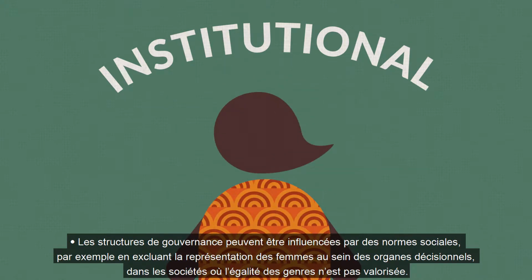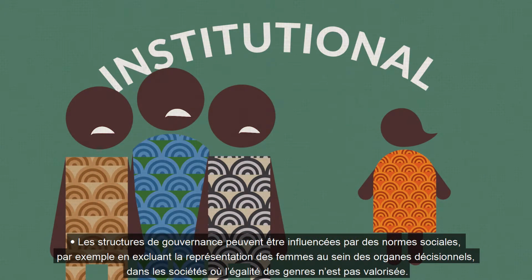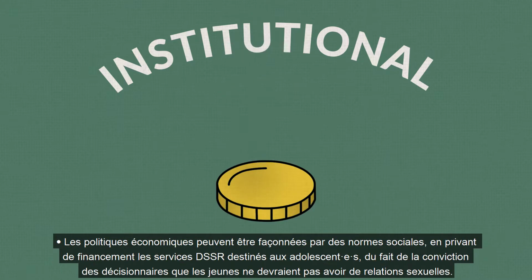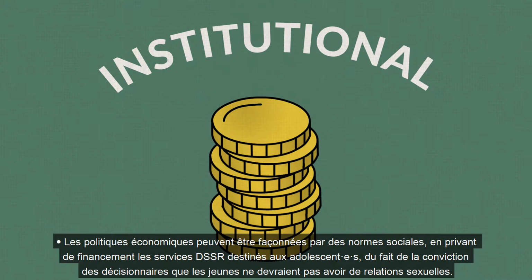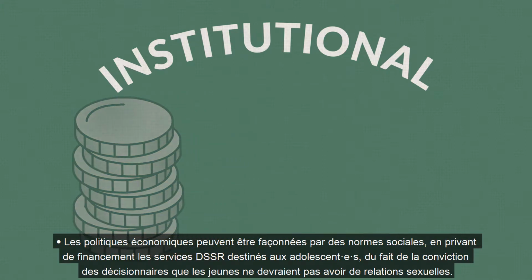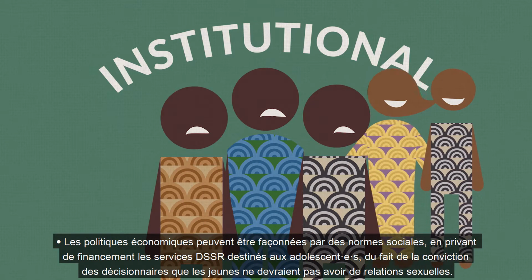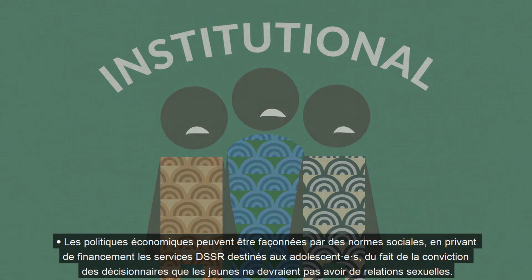Governance structure can be influenced by social norms when they exclude female representation in decision-making bodies in societies where gender equality is not valued. Economic policies can be shaped by social norms when budgets are not allocated for SRHR services for teenagers, because there is a belief amongst policymakers that young people should not have sex.